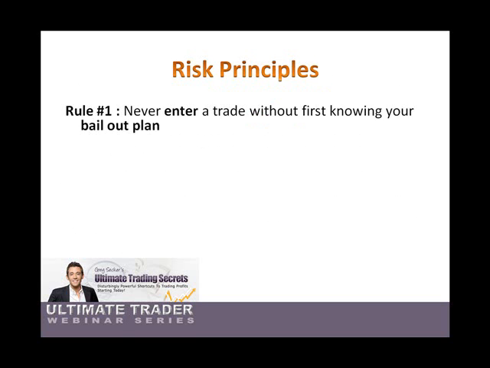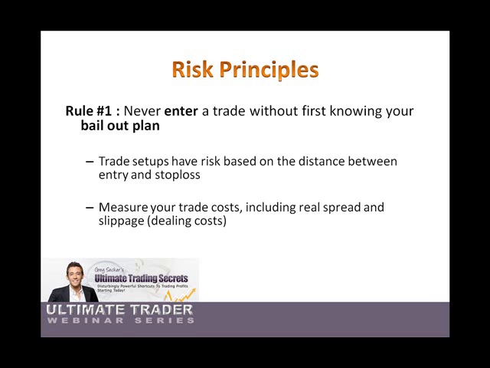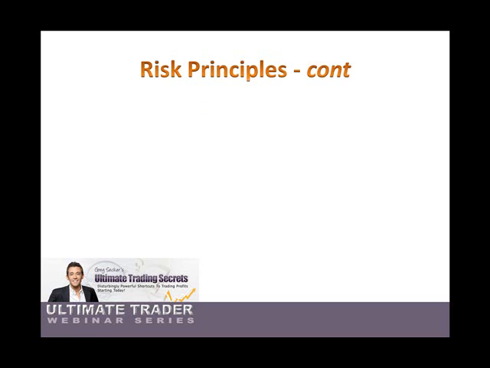Let's look at some core risk principles to this. First rule, we're never going to enter a trade without first knowing our bailout plan. The most important thing we can establish up front is, where has this trade gone wrong? And when we've identified that area, we should have a stop loss there waiting to take us out should the price enter into that zone. We've got to measure our trade costs, including the real spread and the slippage, so we know exactly what we're facing here. Remember, a lot of those hidden details can often make the difference between a winning and a losing count.